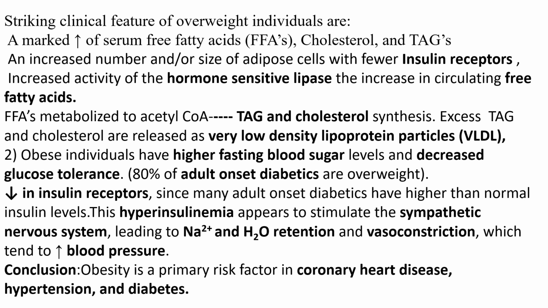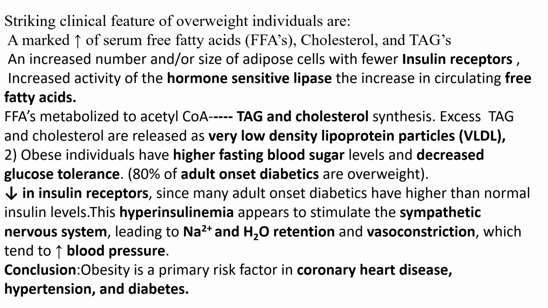Now the cell is utilizing these free fatty acids for energy purposes. These free fatty acids are again a substrate for cholesterol, and cholesterol synthesis increased. So free fatty acids increased, cholesterol increased, blood glucose level increased, and insulin concentration also increased. Now, what will happen? These obese persons now have higher blood glucose level and decreased glucose tolerance, and I must mention that 80% of adult onset diabetics are overweight. Simply by reducing the weight, type 2 diabetes can, in most cases, be cured.